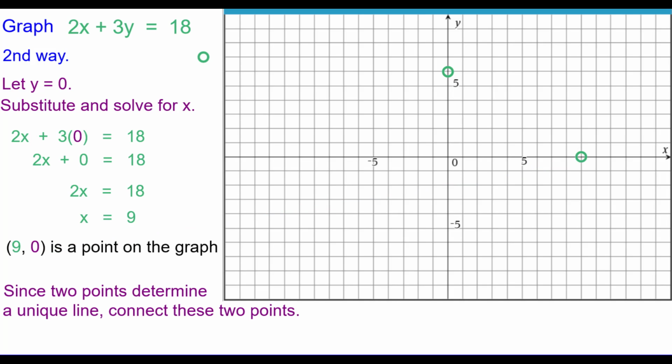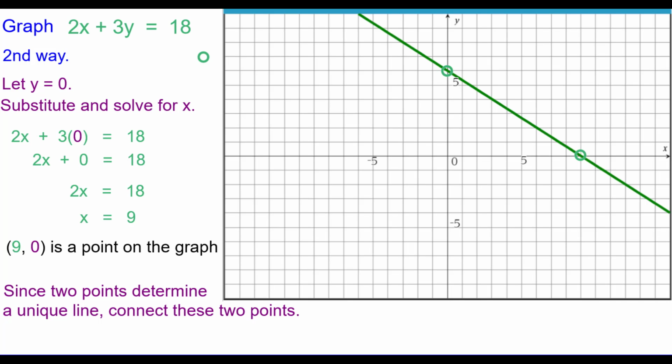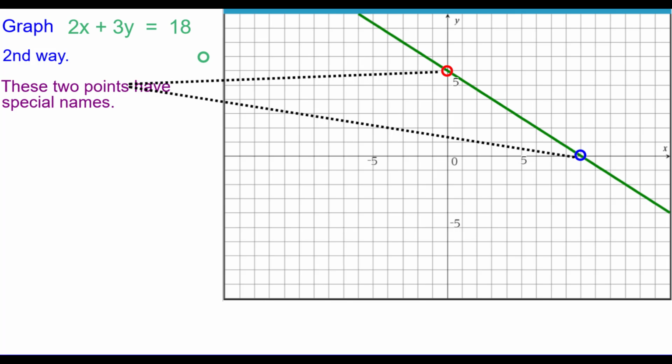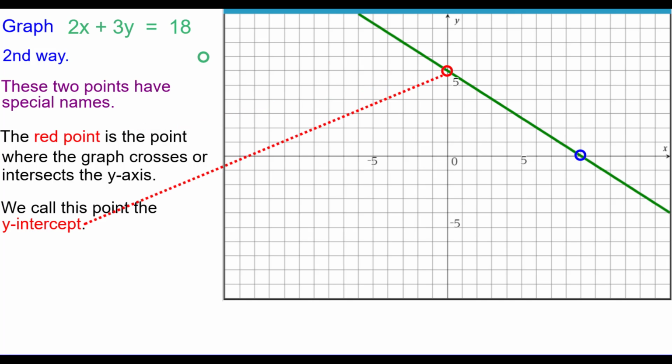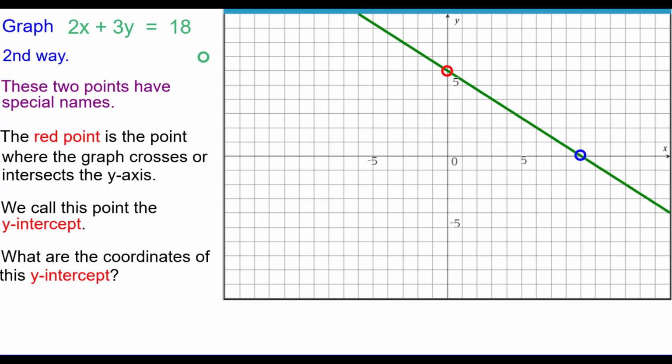And since 2 points determine a unique line, we'll connect those points with a line. Now these 2 points have special names. The red point is the place where the graph crosses or intersects the y-axis. We call this point the y-intercept. What are the coordinates of this y-intercept? 0, 6.